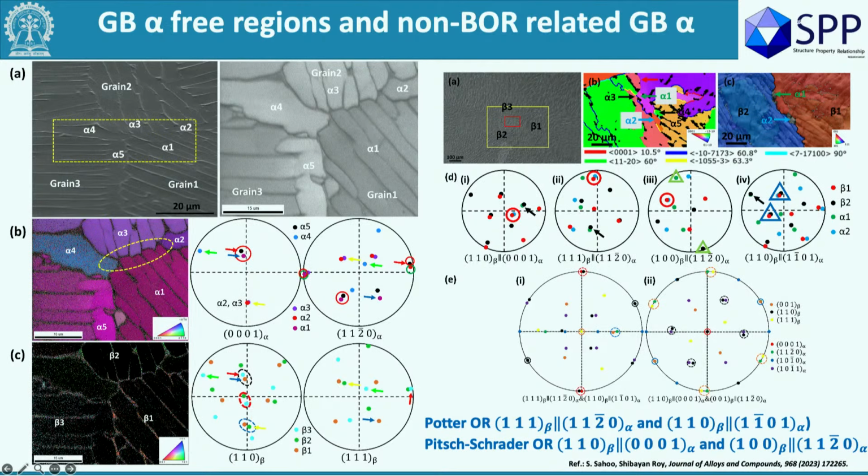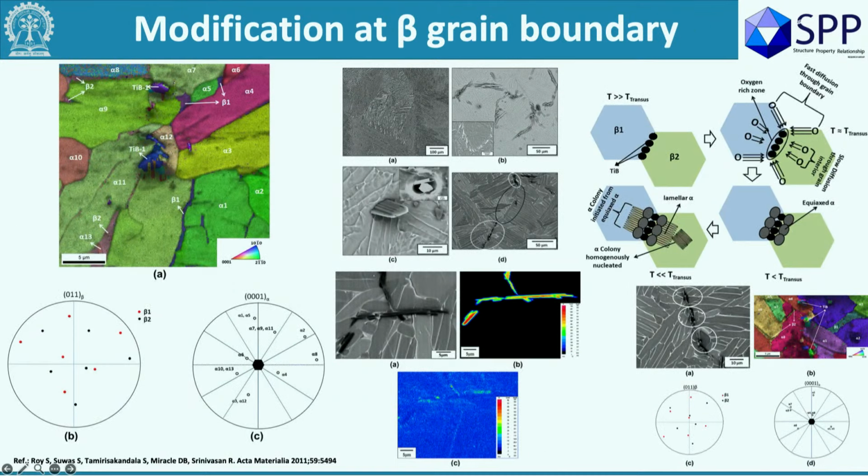Then there are some other cases where the grain boundary alpha forms without following the Burgers orientation relationship with any of the beta grains. That also is possible. So for them, again, there is an altogether different mechanism for how the transformation will happen. And all these will finally give you different types of structure.